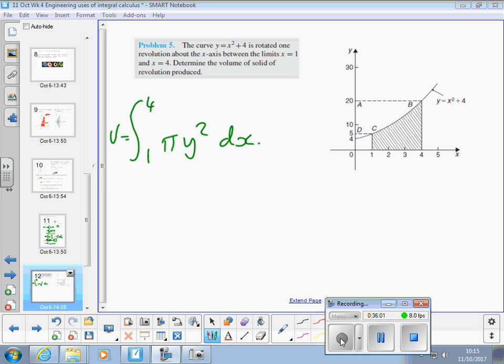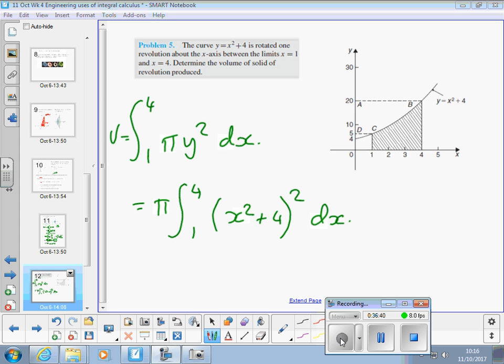That's what we need to do. It's the integral between 4 and 1 of pi times y squared dx. That's equal to pi times the integral between 4 and 1 of (x squared plus 4) squared dx. What have you done from there, those of you that had a go at it? What method have we got for carrying on from there?